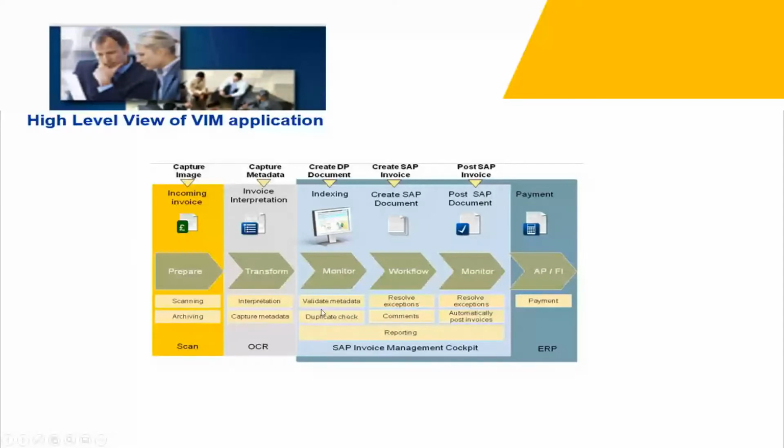So the system should validate the metadata, whether all the metadata have been correctly populated or not. The indexer will also check whether it is a duplicate invoice or not, that is the duplicate check. All these things should be detected in this stage. Then the standard workflow should trigger if there is an exception. There are so many exceptions, like the vendor is invalid.